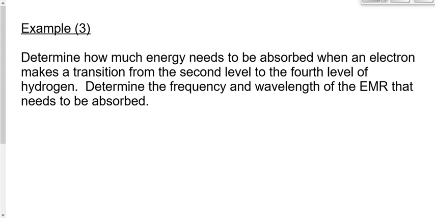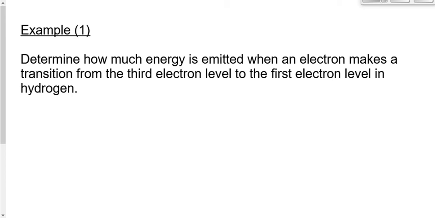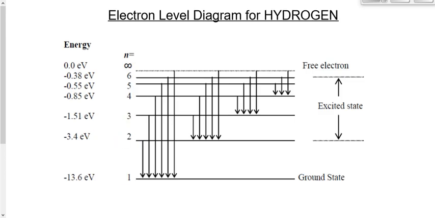Example number 3. How much energy needs to be absorbed when an electron makes a transition from 2nd to 4th? And then what's the frequency and wavelength of the EMR that needs to be absorbed? 2nd to 4th. Well, the energy difference is going to be what? Negative 0.85 minus negative 3.4. Don't forget the minus negative. That's going to give me 2.55 EVs.